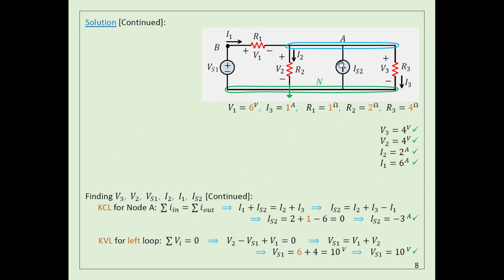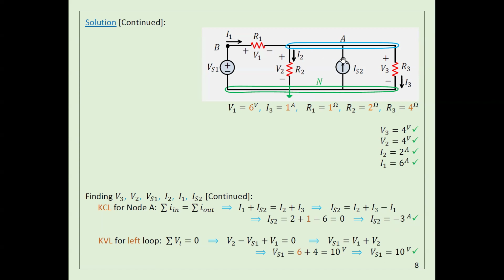So this is input to the node, this is one node. This is also input, and these are output. So I have this one, this one, and this one. I can get this current, and I got it as -3 ampere. So -3 means it should be in the other direction. It's not in this direction.